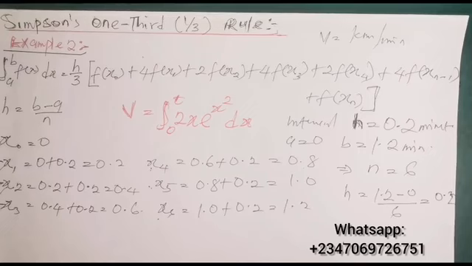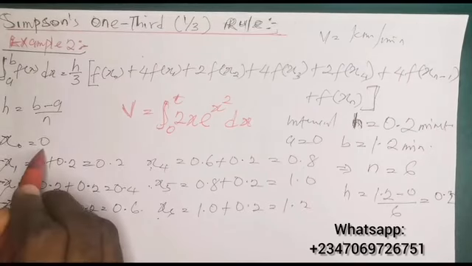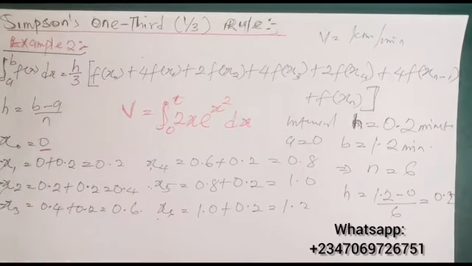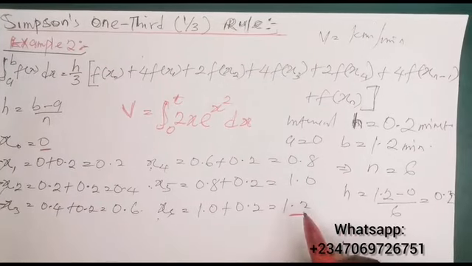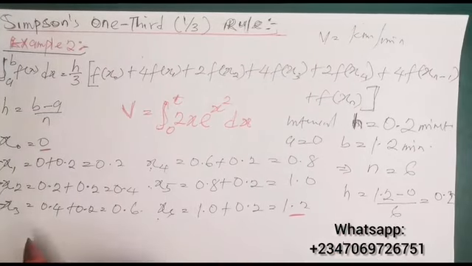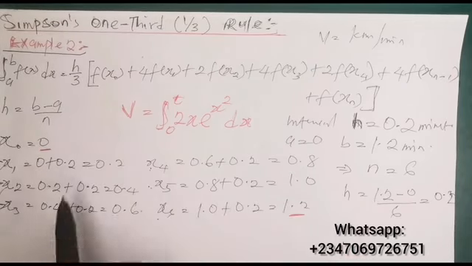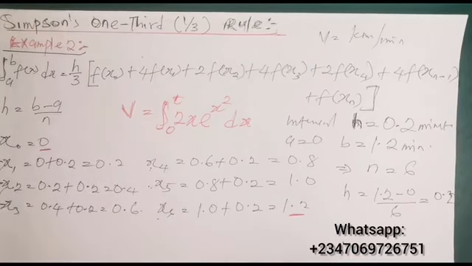So that simply means in this case x naught here, which is 0, we are not multiplying by any value, and then x6, which is our last function, in this case 1.2, we are not multiplying the function by any value. Then in between we change from 4 to 2 to 4 and so on. So let's find first the value of the function at each of these points.